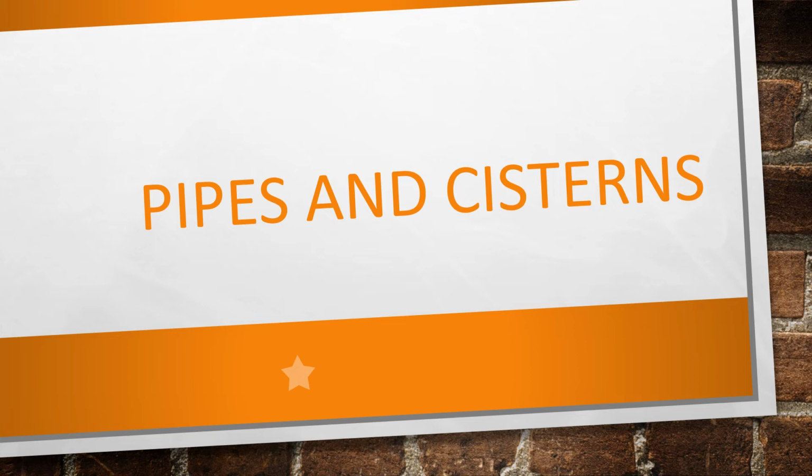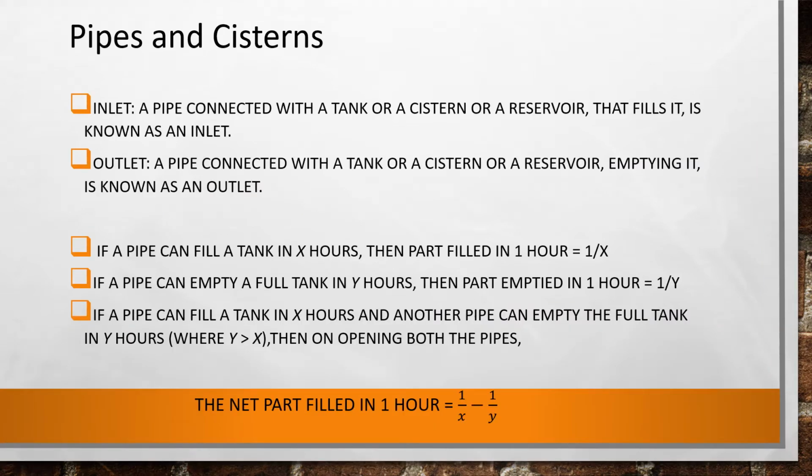In this video we are going to discuss some aptitude questions based on pipes and cisterns. Before going to the questions, let us discuss a little of the theory part. Inlet and outlet. An inlet is a pipe connected with a tank, cistern or reservoir that fills it. And an outlet is a pipe connected with a tank, cistern or reservoir emptying it.